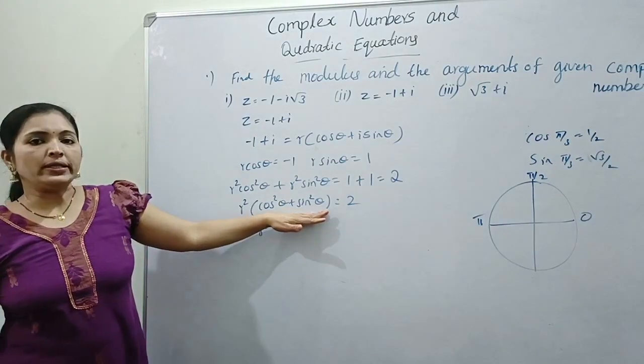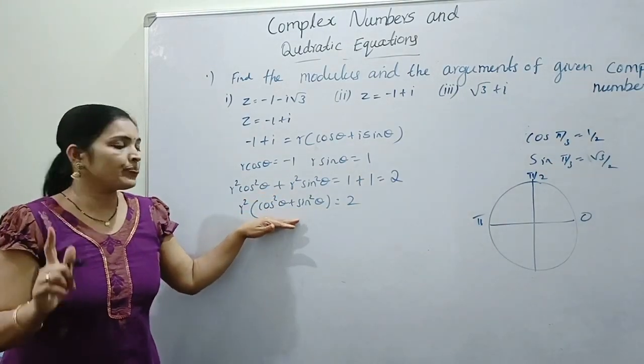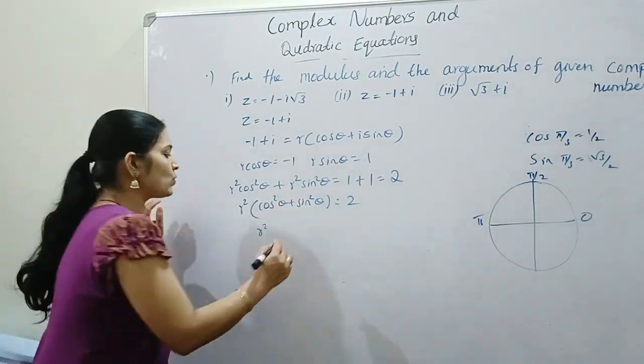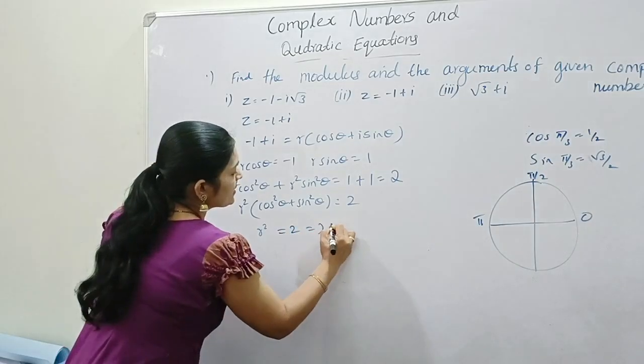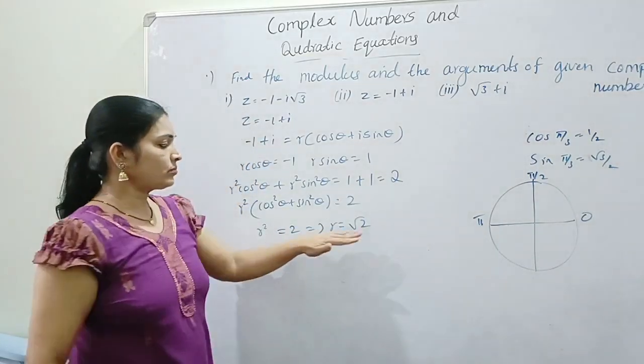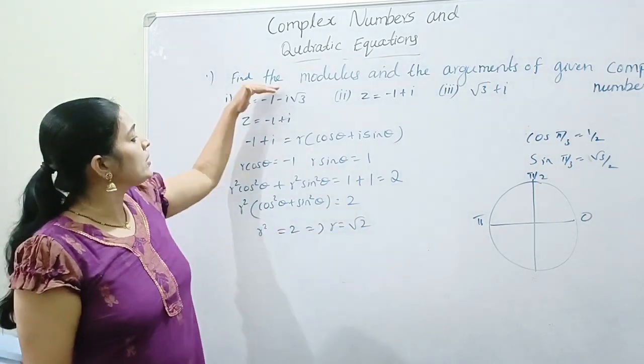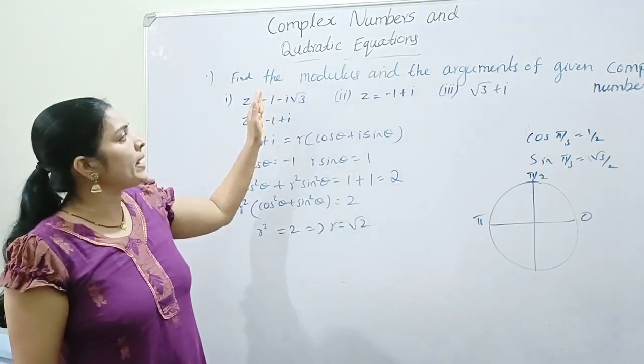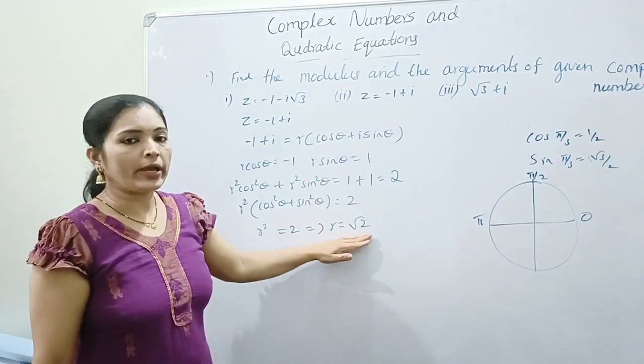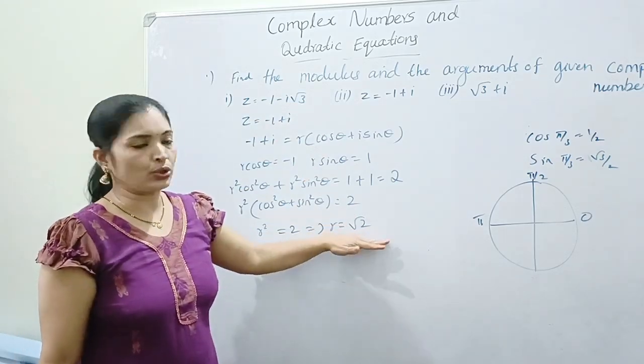Since sin square theta plus cos square theta is 1, r square into 1 is equal to 2. This implies r is equal to root 2. Here we have got the modulus of the given complex number, that is r is equal to root 2.